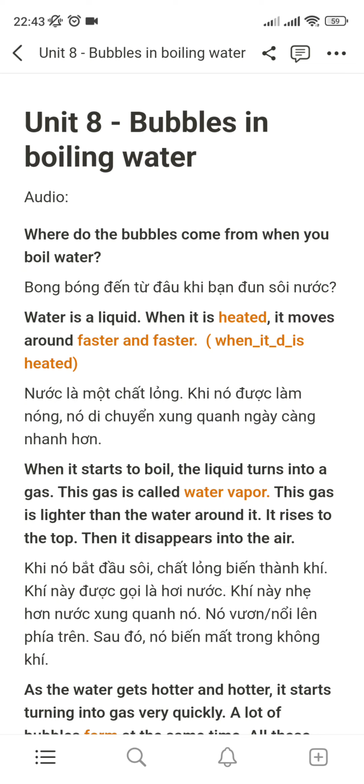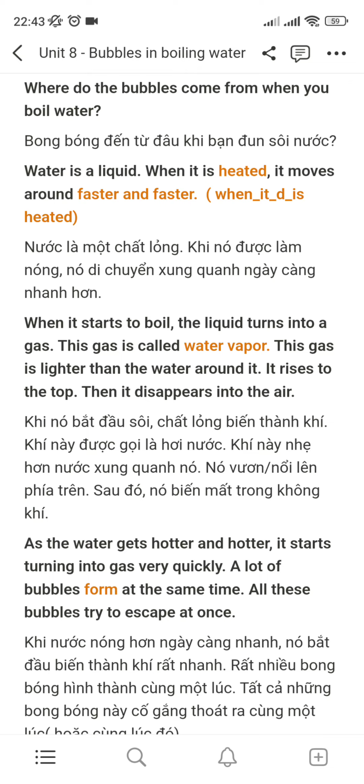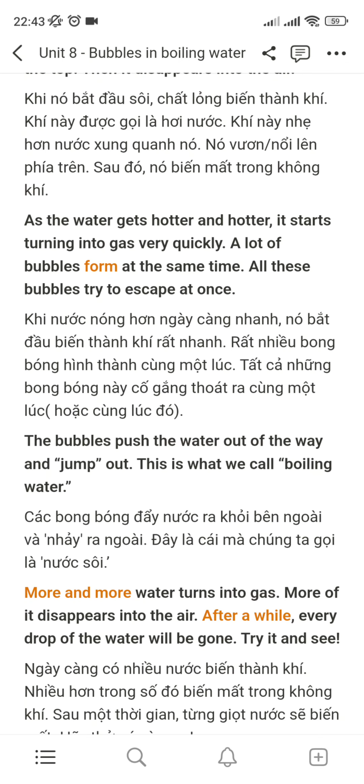This gas is lighter than the water around it. It rises to the top. Then it disappears into the air. As the water gets hotter and hotter, it starts turning into gas very quickly.